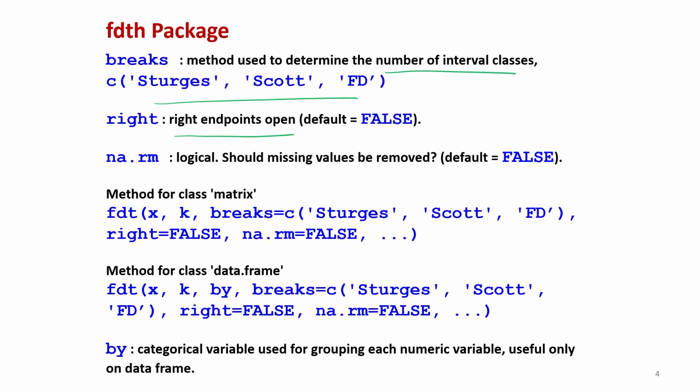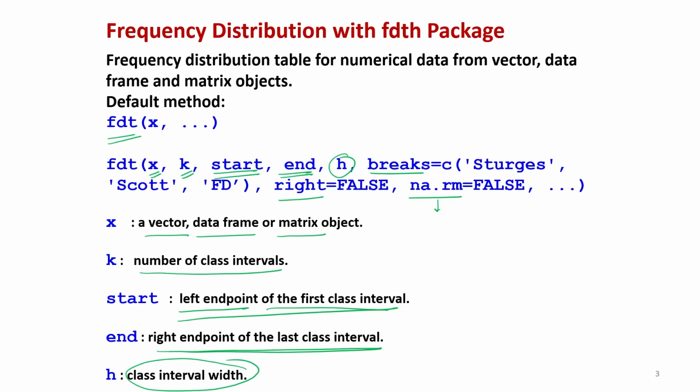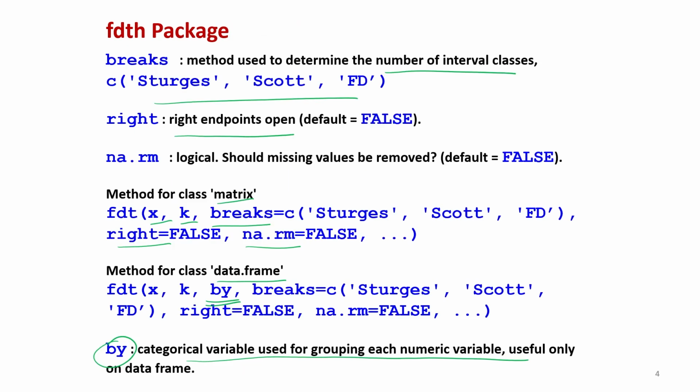In case your data is in the form of a matrix, then you need to give only x, k and breaks along with right and na.rm. And if your data is a data.frame, then you also have to add one more option, by, which is a categorical variable used for grouping each of the numeric variables. There are some more options, but I would request you to please look into the help menu to get more details. For us, this is more than enough.